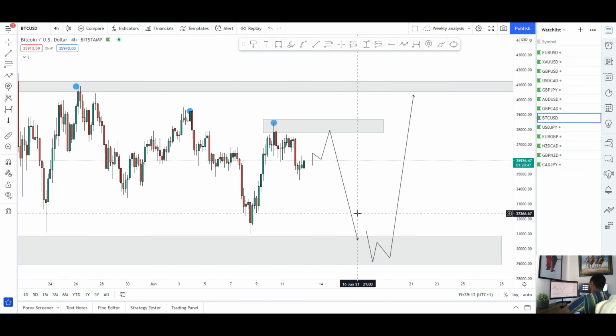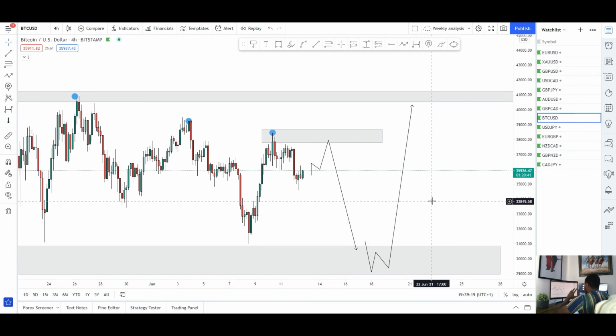But for now, expecting to see another rollover, and a great place to look to short is this 38,000 mark, back down to 30,000. So that's what potentially you could be looking for next week for Bitcoin.